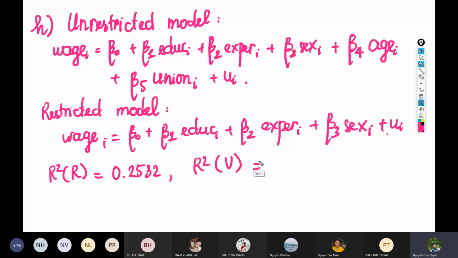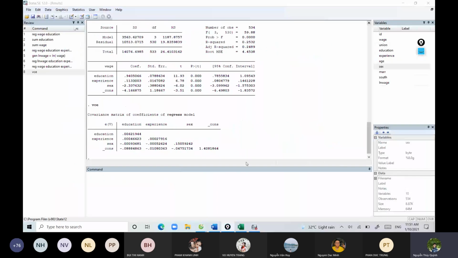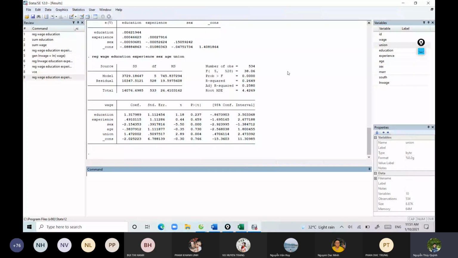Now, what will be the R square of the unrestricted model? You have to regress wage on education, experience, sex, age, and union. Then you will get the R square of the unrestricted model here, which is 0.2649.